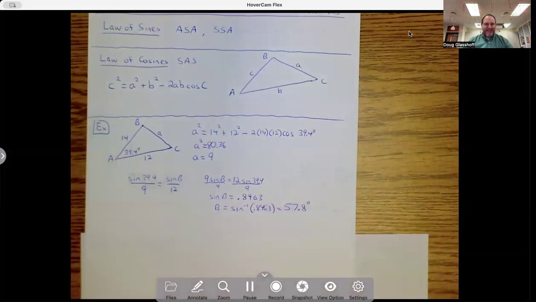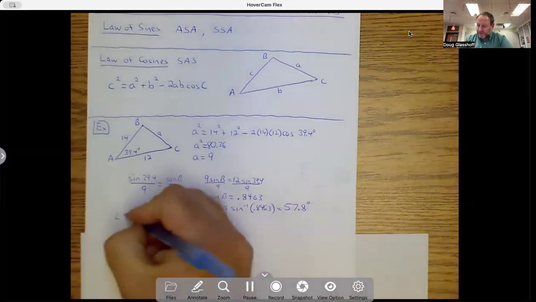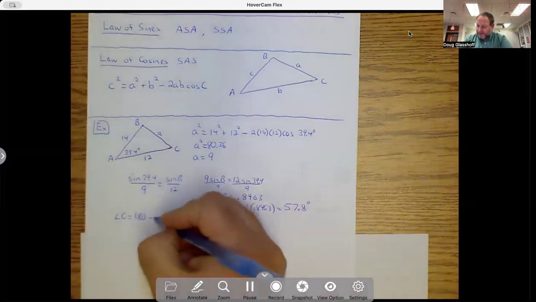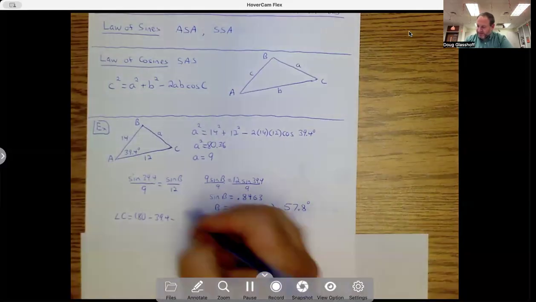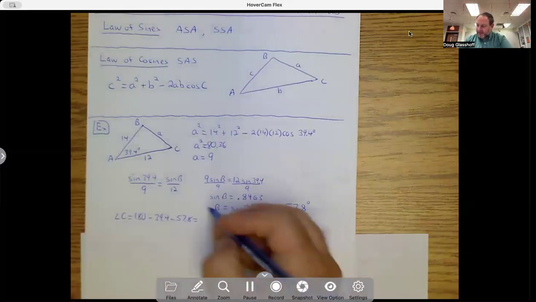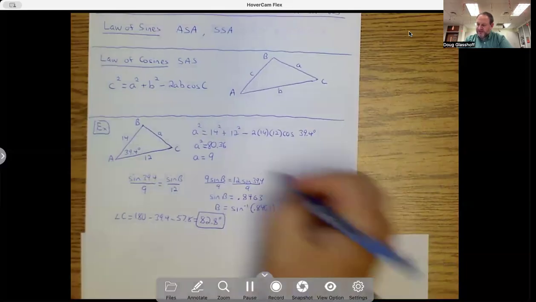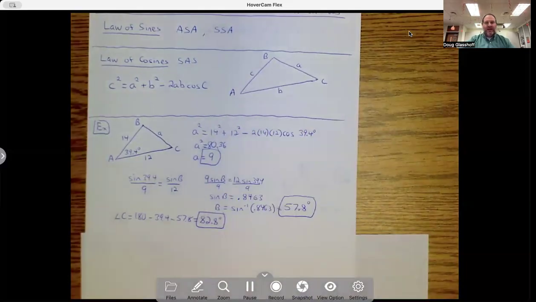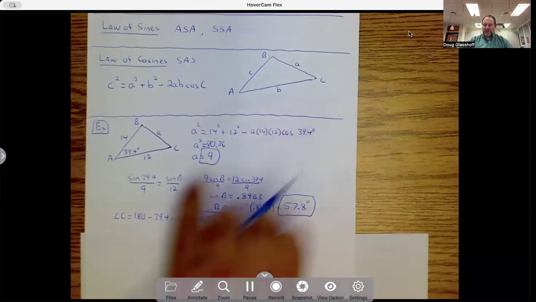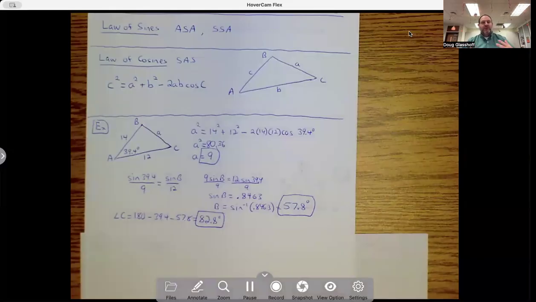I could use law of sines again to find angle C. But again, the easiest thing to do would be to find angle C by doing the rule of 180. So angle C would equal 180 minus the 39.4 minus the 57.8. And that would tell you that we get 82.8 degrees. So I found all 3 pieces. Again, just like we did yesterday, they gave us 3 things. We found the other 3 things using law of cosines to start, and then we used law of sines and then the rule of 180. So we actually used 3 different things to solve this out. Okay. So that's law of cosines.